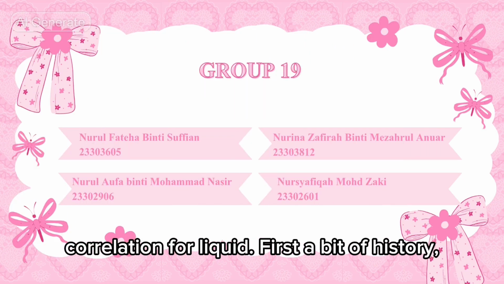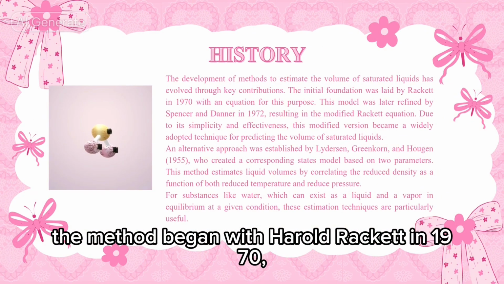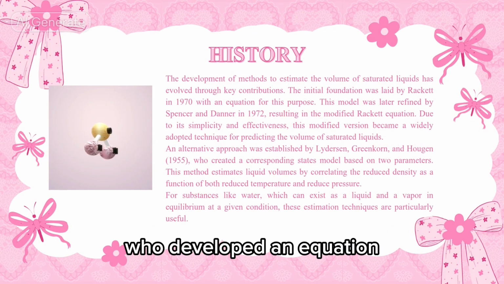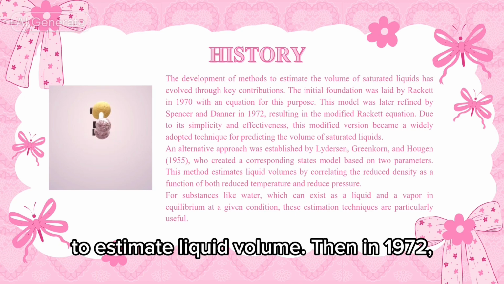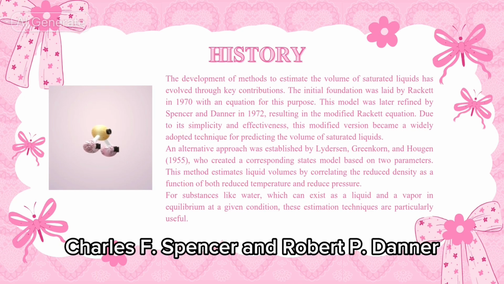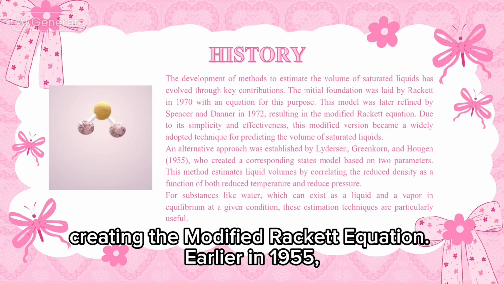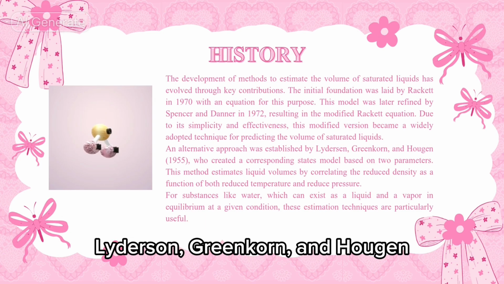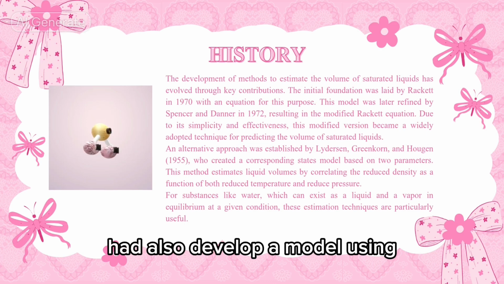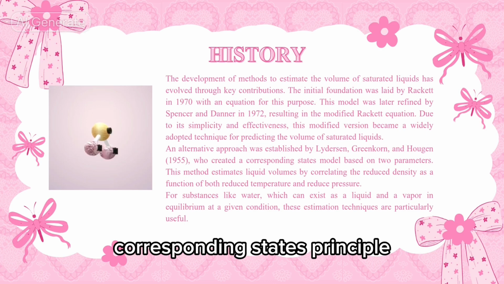First, a bit of history. The method began with Harold Reckitt in 1970, who developed an equation to estimate liquid volume. Then, in 1972, Charles F. Spencer and Robert P. Danner refined it, creating the modified Reckitt equation. Earlier, in 1955, Lyderson, Greenkorn and Hougen had also developed a model using the corresponding states principle.